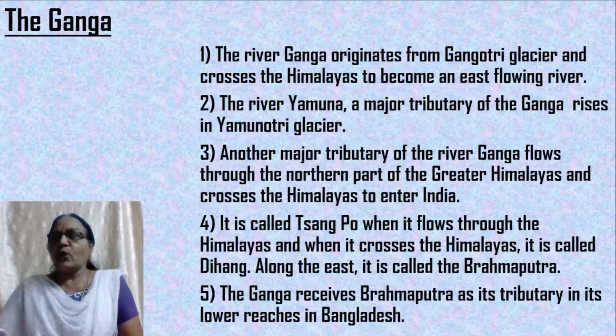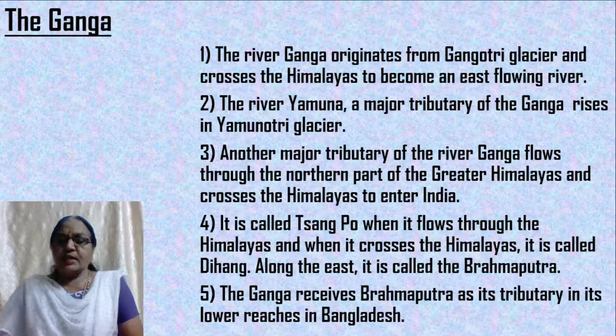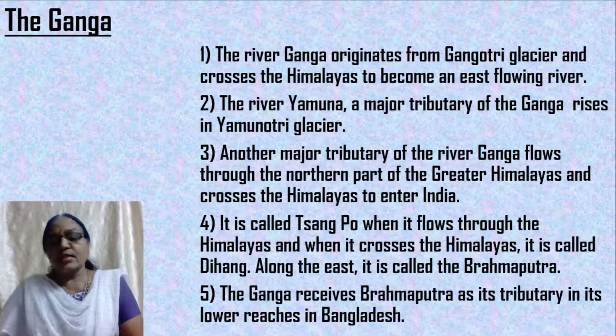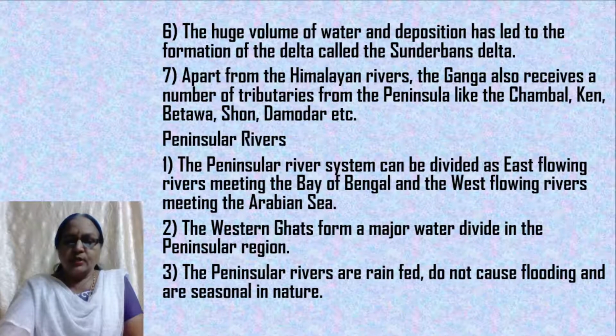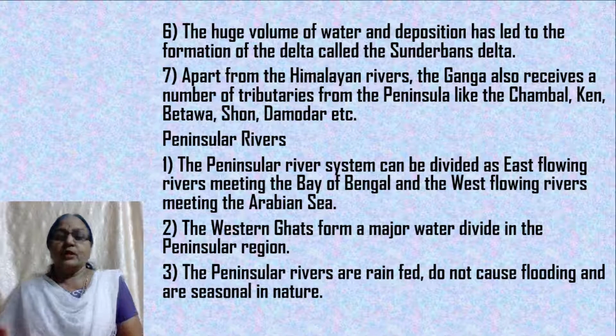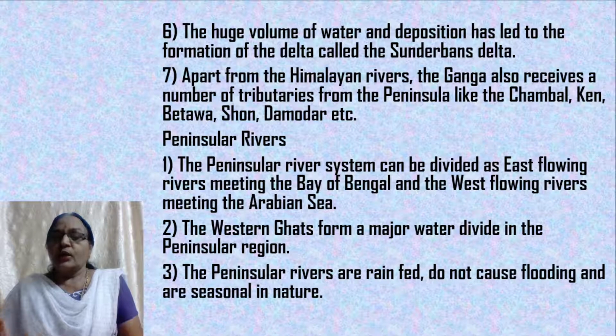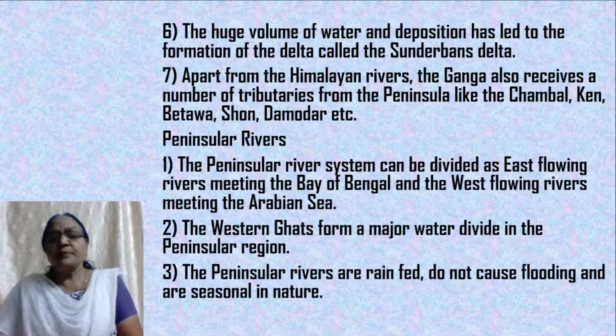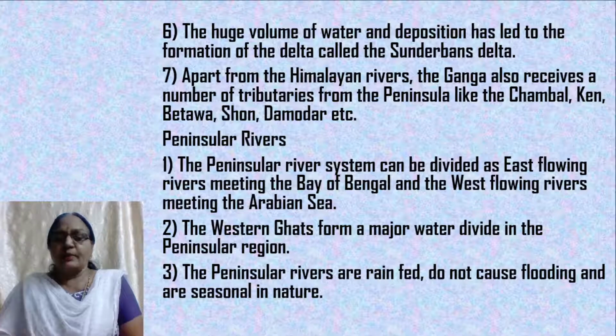Okay, in India we call it Brahmaputra. Now the Ganga receives the Brahmaputra as its tributary in the lower reaches in Bangladesh. Then, as I told you, the huge volume of water and deposition of alluvium has resulted in the formation of a delta, and this is called the Sundarbans Delta.